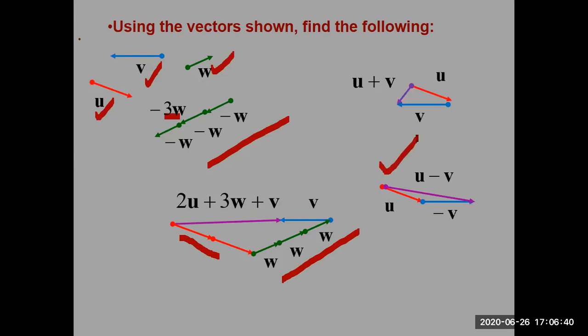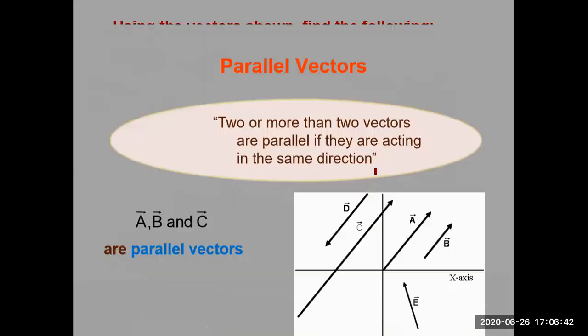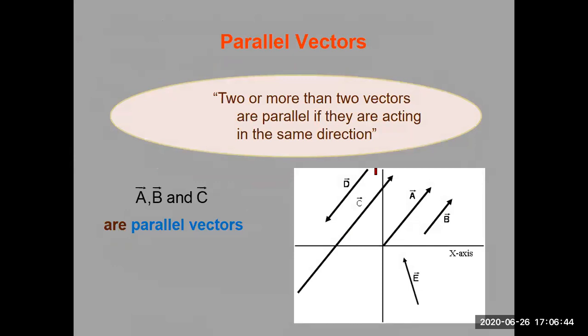So here it is, parallel vectors. Two or more vectors are parallel if they are acting in the same direction. So magnitude is not important, only direction is considered. Both the vectors are acting along the same direction, these are parallel. This one, vector D, is acting opposite to C, so these are not parallel. These are called anti-parallel.